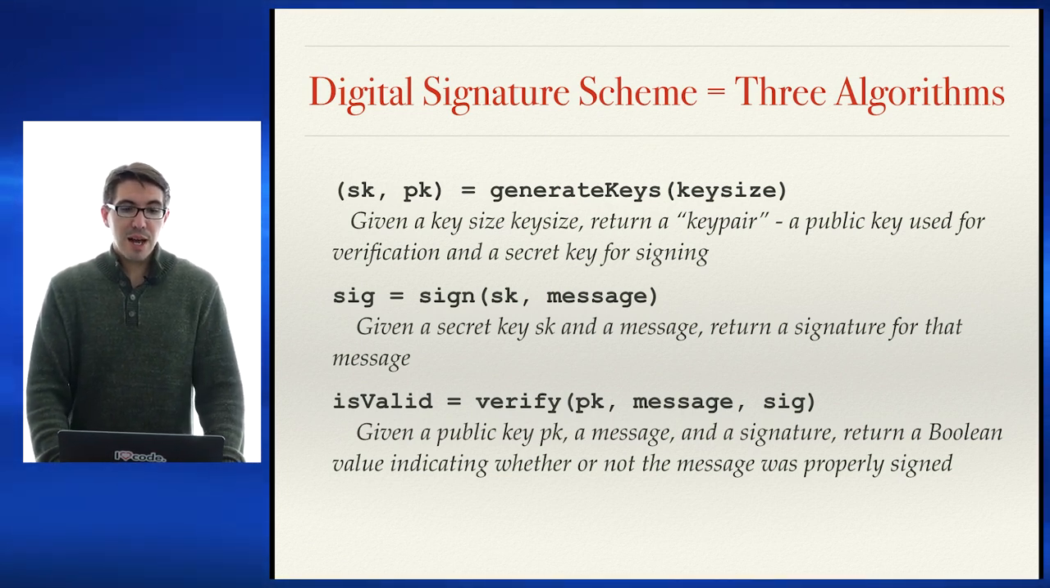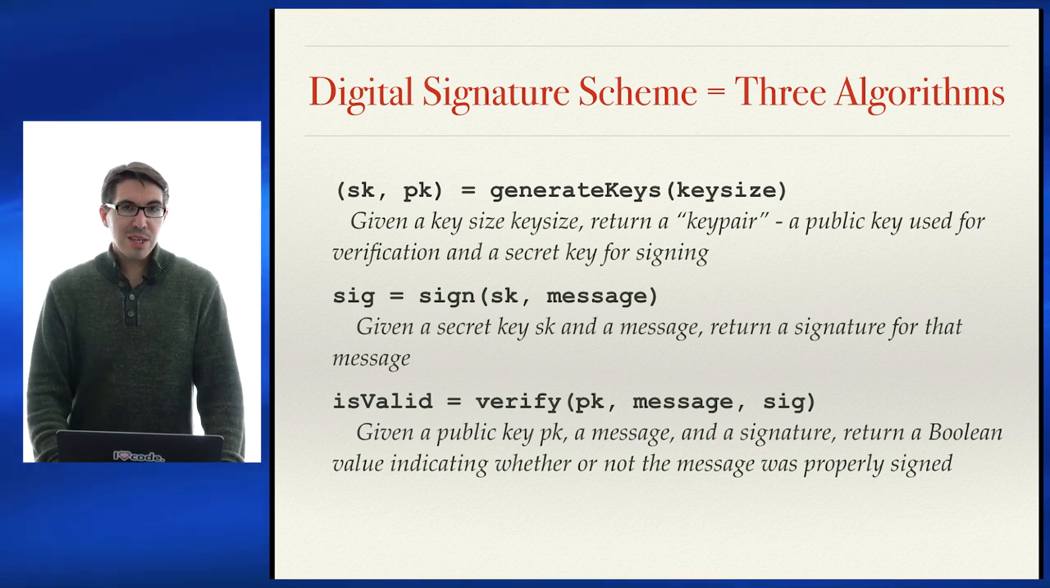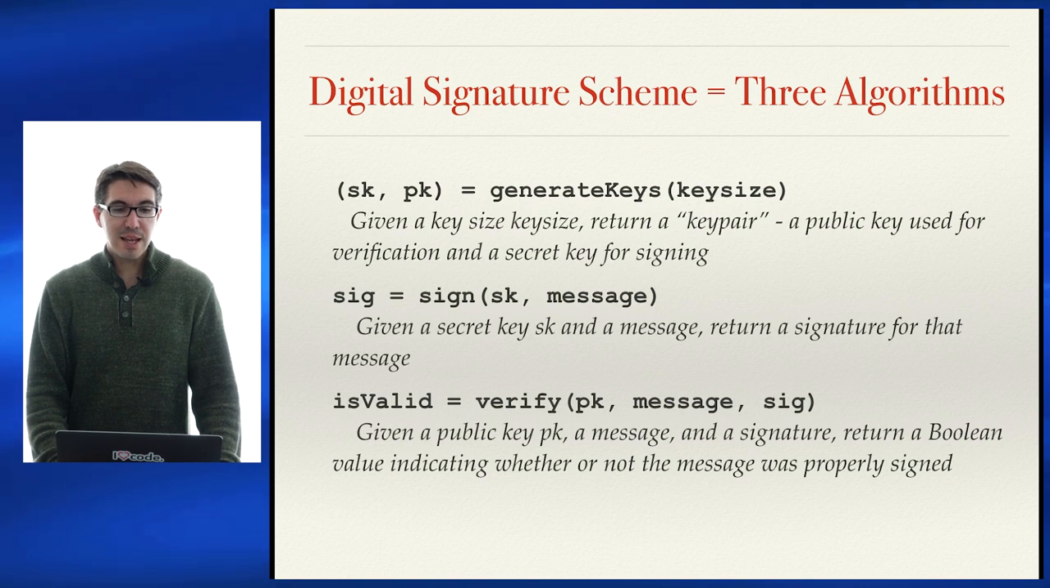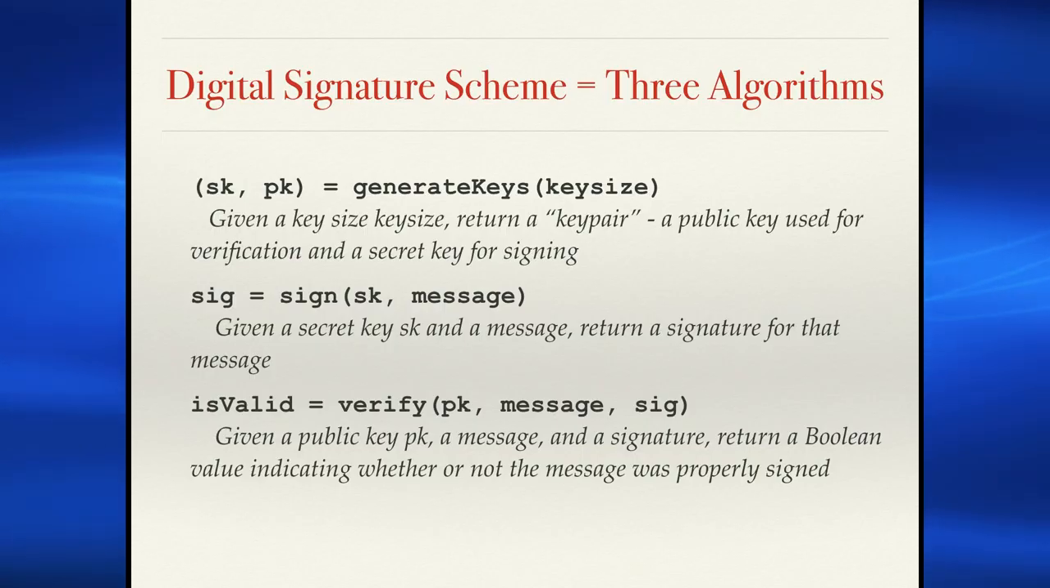We also need a sign function. Given a secret key, SK, and a message, return a signature for that message. And finally, a verify function. Given a public key, a message, and a signature, return a Boolean value, that is true or false, indicating whether or not that is a valid signature. So you'll notice to verify that somebody signed with a secret key, all you need is the public key.